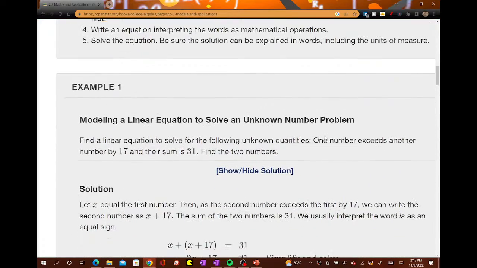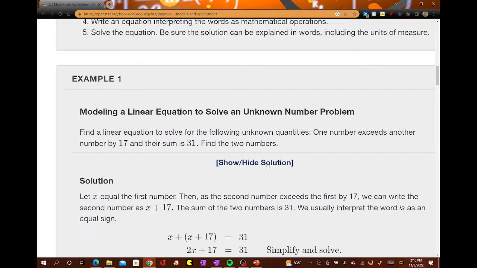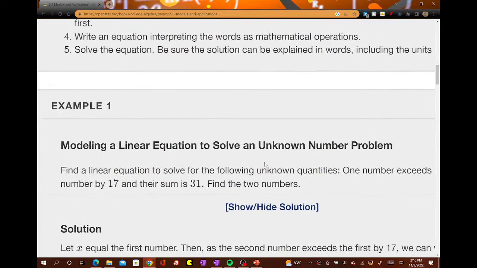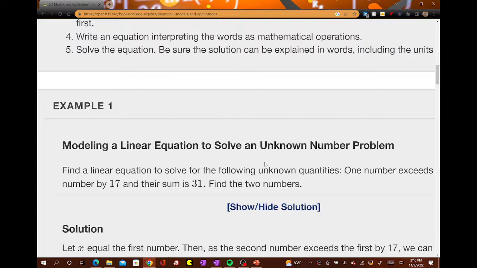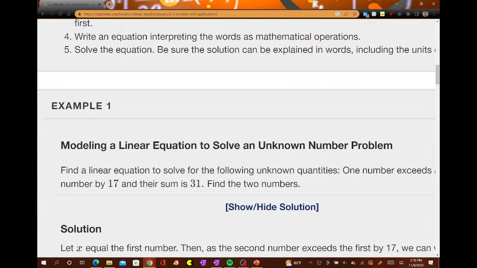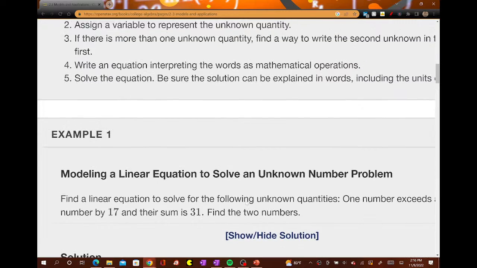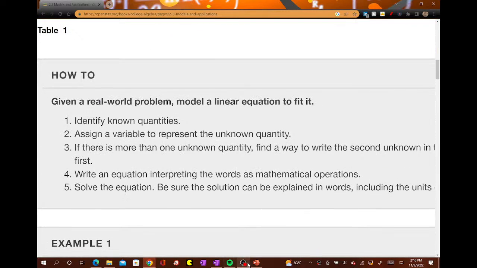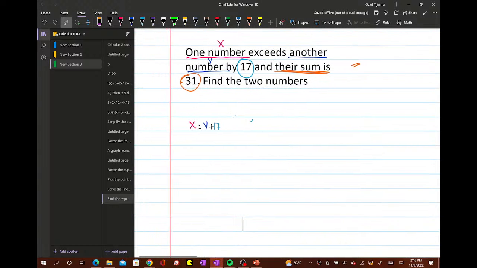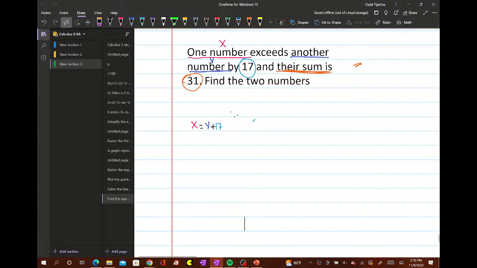The first one says, find a linear equation to solve for the following unknown quantities. One number exceeds another number by 17, and their sum is 31. So let me write that down. We kind of wrote it down here, right?